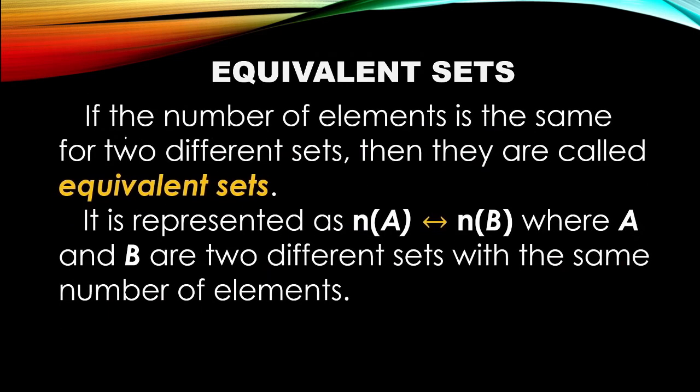Equivalent sets. If the number of elements is the same for 2 different sets, then they are called equivalent sets. So, pag magkapareho yung bilang ng element ng dalawang set, ang tawag sa kanila ay equivalent sets. It is represented as the cardinality of A is equivalent to the cardinality of set B. So, this is the symbol for equivalent. Okay. Where A and B are 2 different sets with the same number of elements.